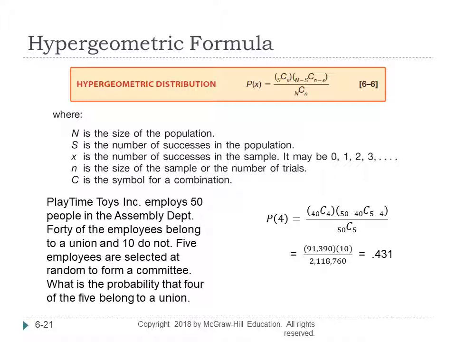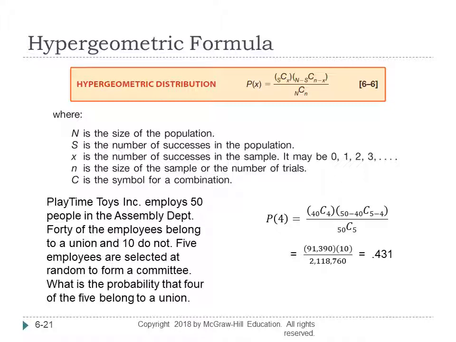Playtime Toys Incorporated, this is a company, employs 50 people in the assembly department. Then N, big N, the size of the population, is 50. 40 of these employees belong to a union, meaning they are union members. Here belonging to a union is considered to be success. You have 40 successes in the population, and capital N, the size of the population, is 50.